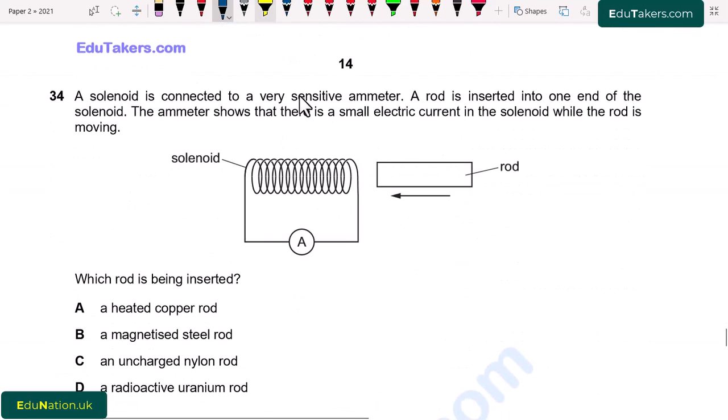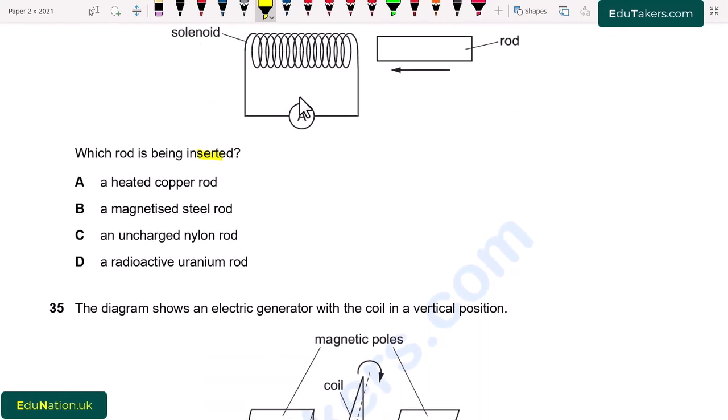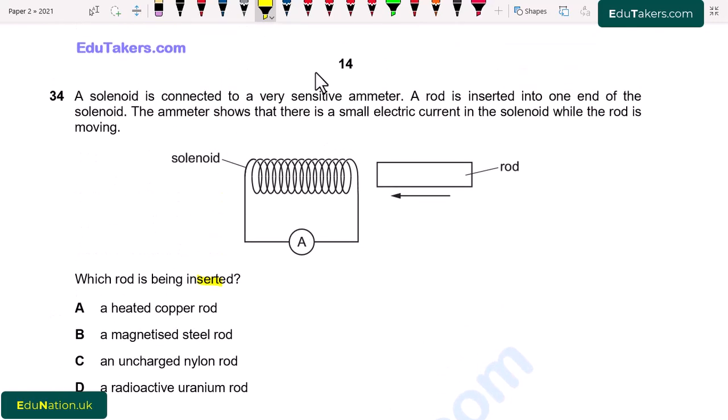Question number 34. A solenoid is connected to a very sensitive emitter. A rod is inserted into one end of the solenoid. The emitter shows that there is a small electric current in the solenoid while the rod is moving. Which rod is being inserted here? A. A heated copper rod. B. Magnetized steel rod. C. Uncharged nylon rod. And D. A radioactive uranium rod. So first of all, actually there is a small current which is due to the magnetization.